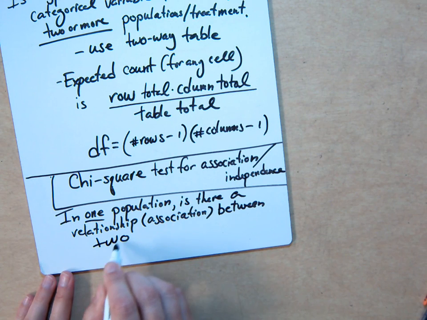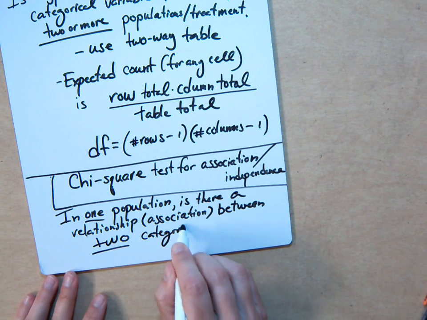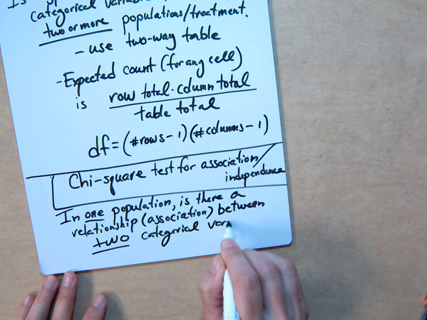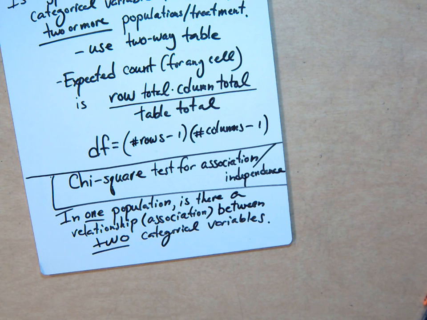which we haven't done yet. Two different categorical variables. And you'll see that in the last extra example. We'll do one of those, but you won't deal with that today at all, just so that it's there in your notes.